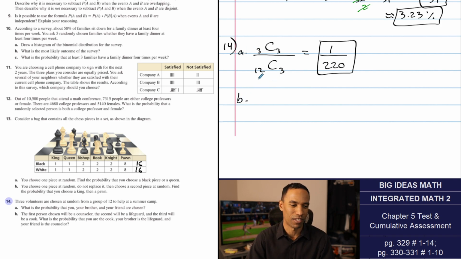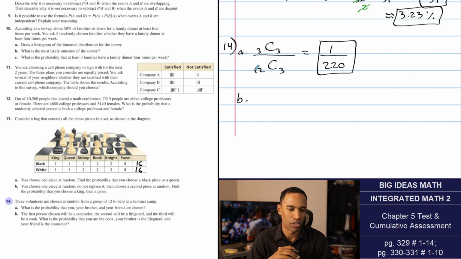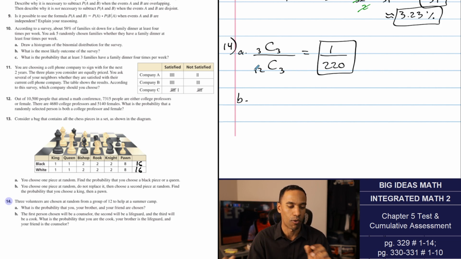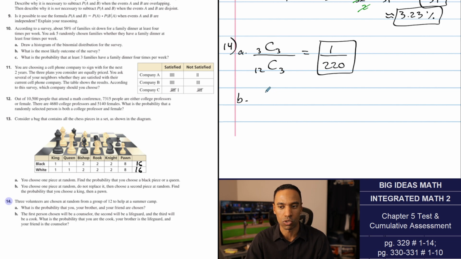And imagine this was the thing that happened. No. The first person chosen will be a counselor. Second person will be a lifeguard. And the third will be a cook. What's the probability? You're the cook, your brother's the lifeguard, and your friend's the counselor. Now order matters because the first person chosen, whatever that order matters. So it's still, there's only one possibility that this happens, literally specifically with that, right?